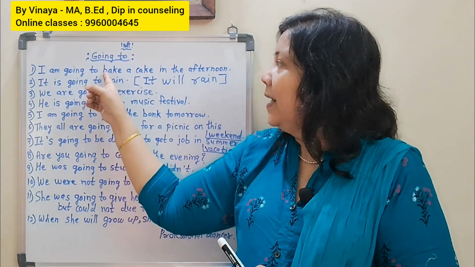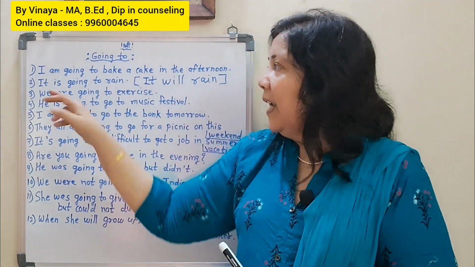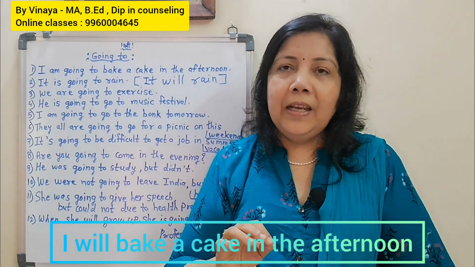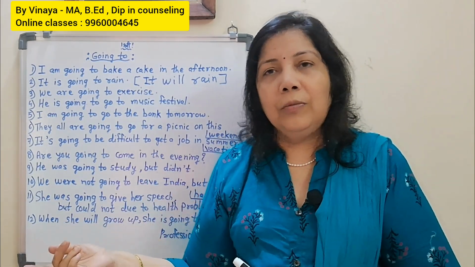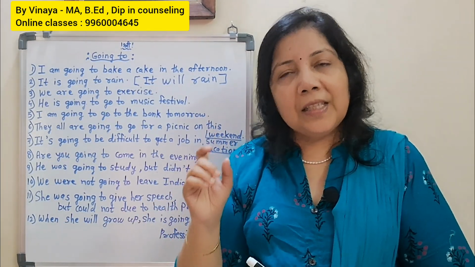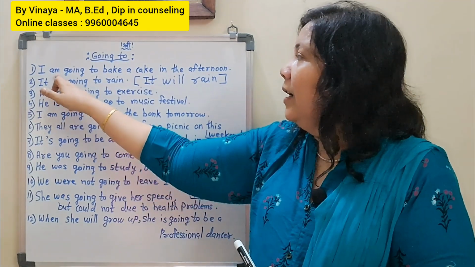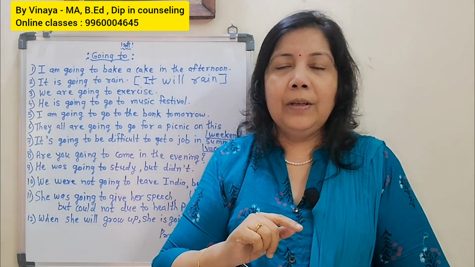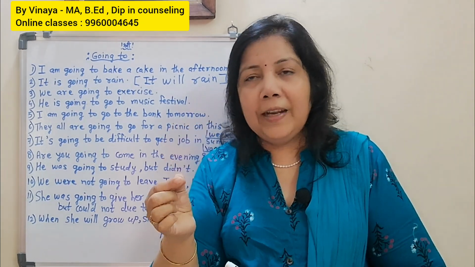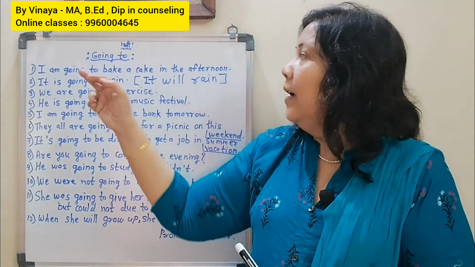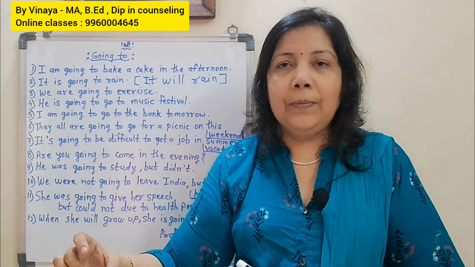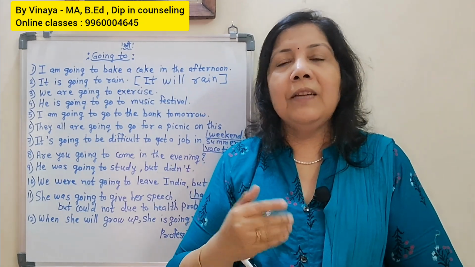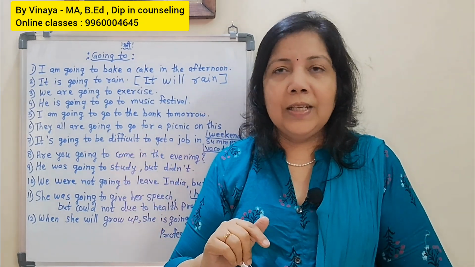We can say the same sentence in simple future tense also. We can say, I will bake a cake in the afternoon. Simple future tense, meaning remains the same. Only here, instead of I am going to, we have to take will to make it simple future. Meaning is the same, only a slight difference is there, and that difference is going to is a nearby future and will can be a longer period of future. That is the only difference, otherwise both the sentences are in future tense.